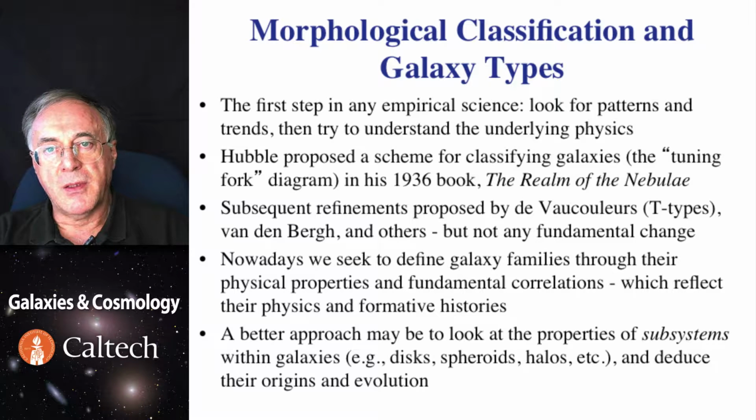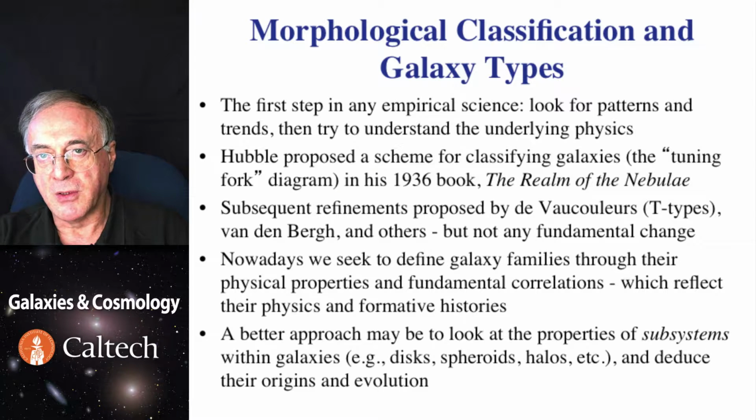These days, we actually classify galaxies in a more quantitative fashion using correlations and distributions of their physical properties rather than superficial appearance on pictures. Although it turns out that that superficial appearance on pictures, or morphology, does correlate with a number of real physical or astrophysical properties of galaxies. And we'll talk about that in more detail.